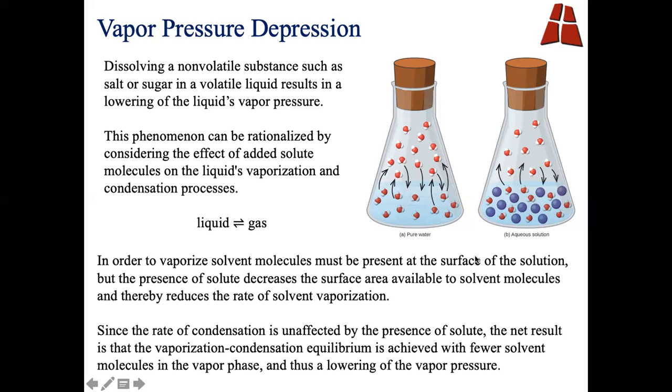Okay. The property of condensation, so our reverse process where we're going from a gas to a liquid, is going to be unaffected by the presence of solute. And so the net result is that our vaporization condensation equilibrium shifts so that it can be achieved with fewer solvent molecules in the vapor phase. And so that is why we have vapor pressure depression. Okay.